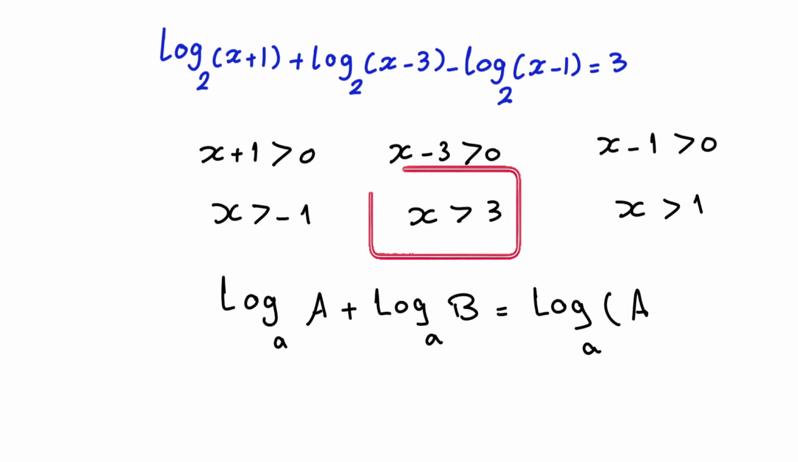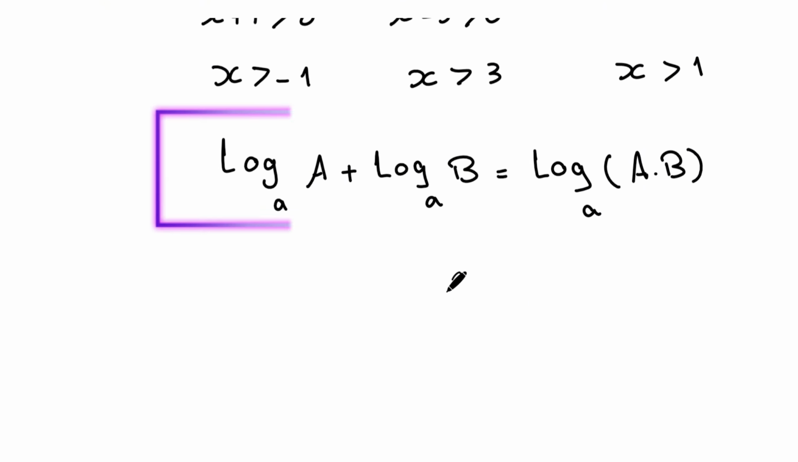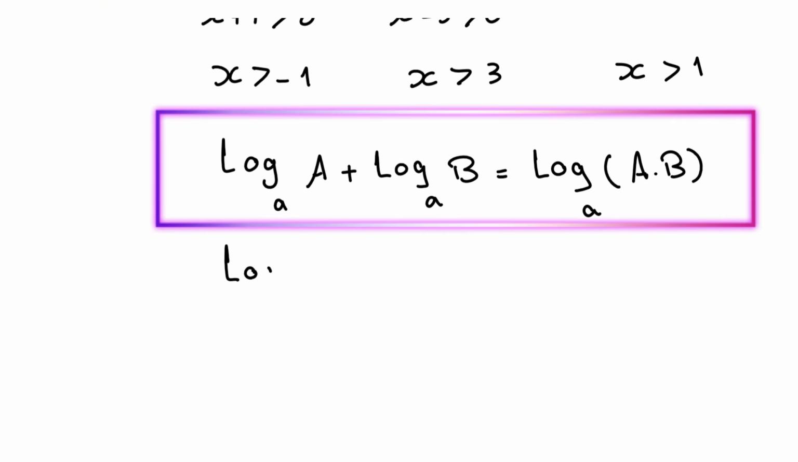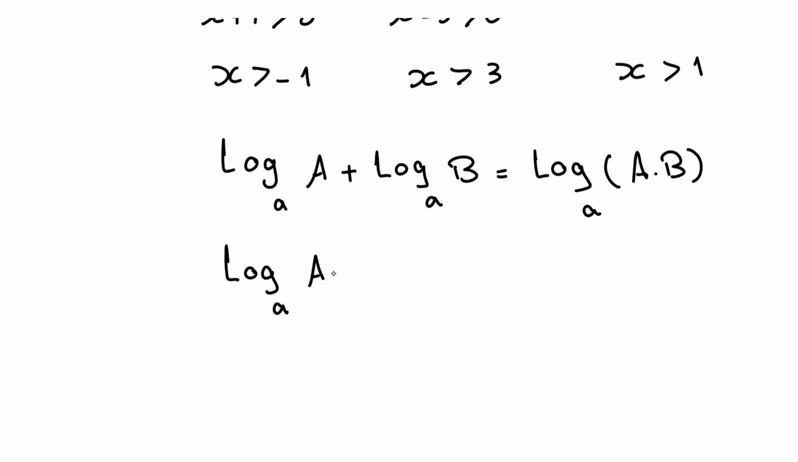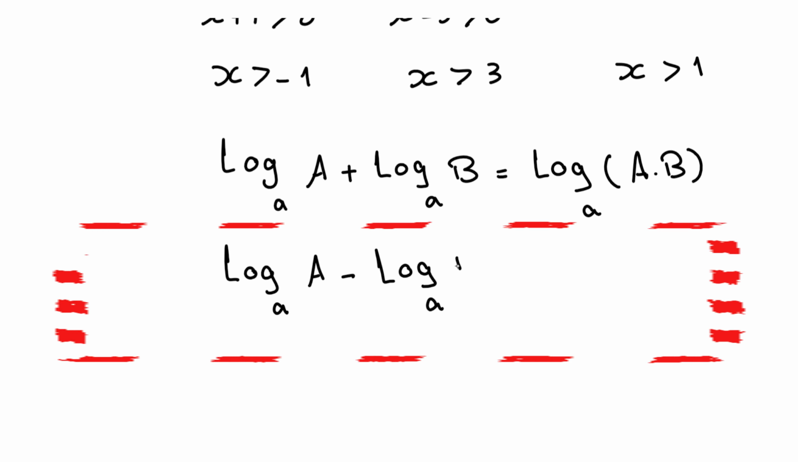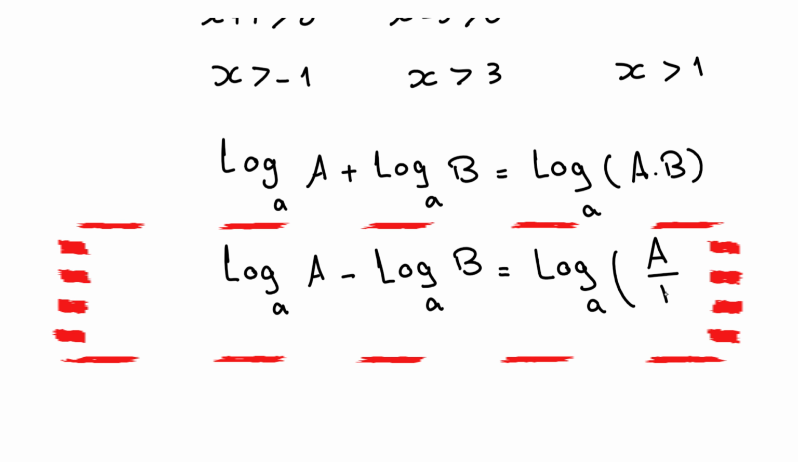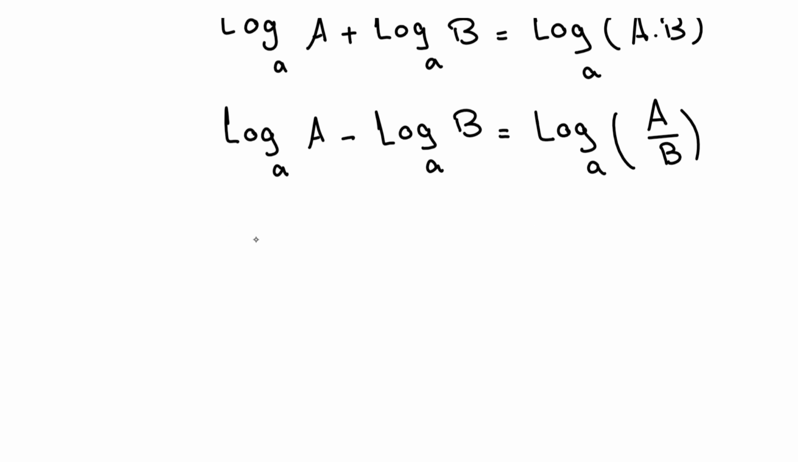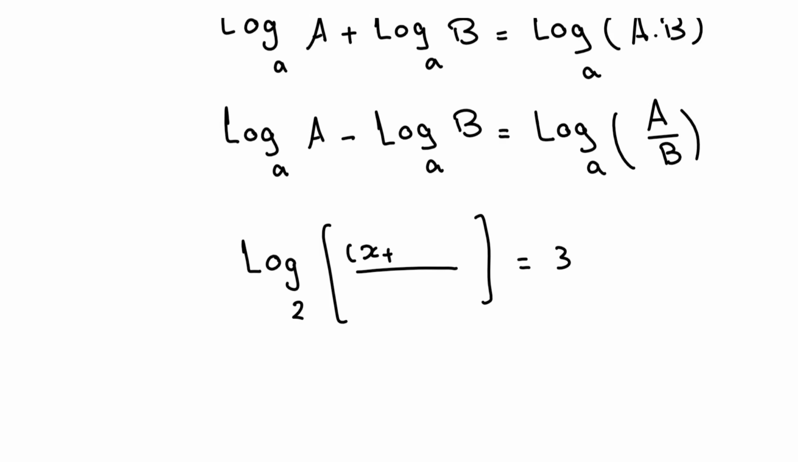Now, let's use the logarithm rules. The sum of two logarithms with the same base can be combined by multiplication. And when we subtract logarithms, we divide. So our equation becomes log base 2 of the quantity (x plus 1) times (x minus 3) divided by (x minus 1) equals 3.